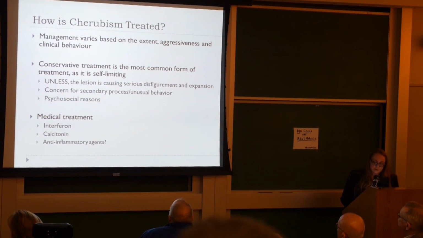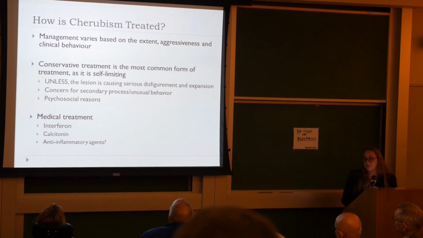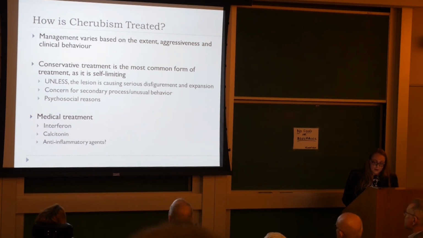As far as cherubism, again, the management really varies on the extent of the disease and the clinical behavior. Conservative treatment is almost always the case, unless the lesion is causing serious disfigurement or expansion, or we're worried that something else is going on. But for the most part, the disease is what we call self-limiting, and that means that it stops growing over time and involutes. There is medical treatment for the giant cell lesions associated with cherubism, and that includes medications such as interferon, calcitonin, and newly anti-inflammatory agents.